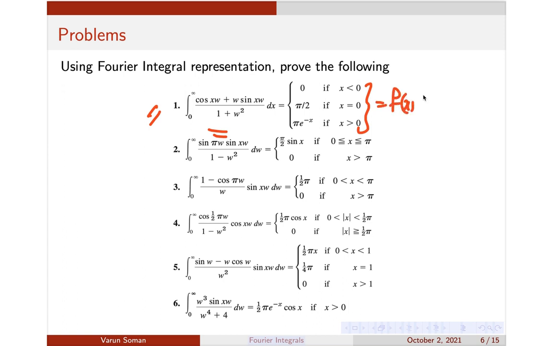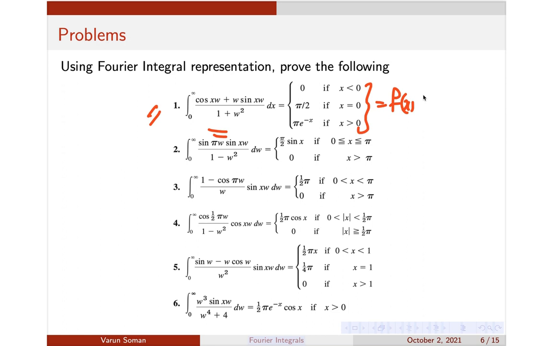In some textbooks they will also take f of x in another format, but this is the easiest way. Just take it like this. In some textbooks they will just avoid these constants, pi, etc., but that is not much significant. Just take your RHS as your f of x always.